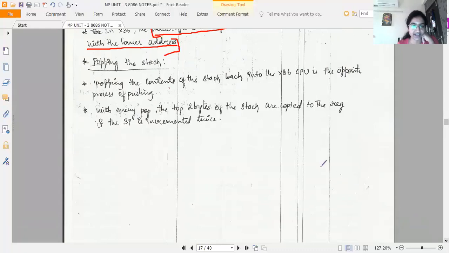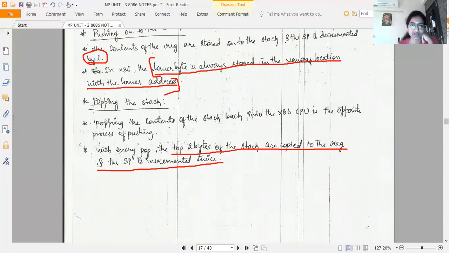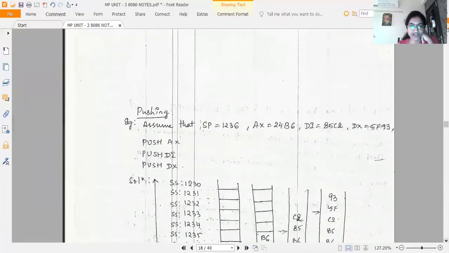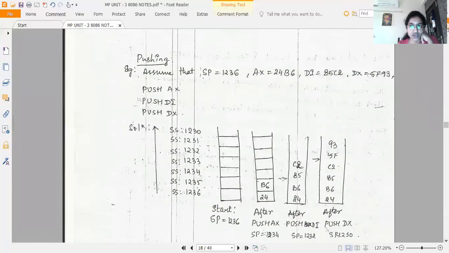Popping of the stack. Popping the contents of the stack back into the 86 CPU is the opposite process of pushing. With every pop, the top 2 bytes of the stack are copied to the register, and the SP is incremented by 2. So in push, the SP is decremented by 2, and here in pop, the SP is incremented by 2. These were the few important points that you have to remember with respect to stack.